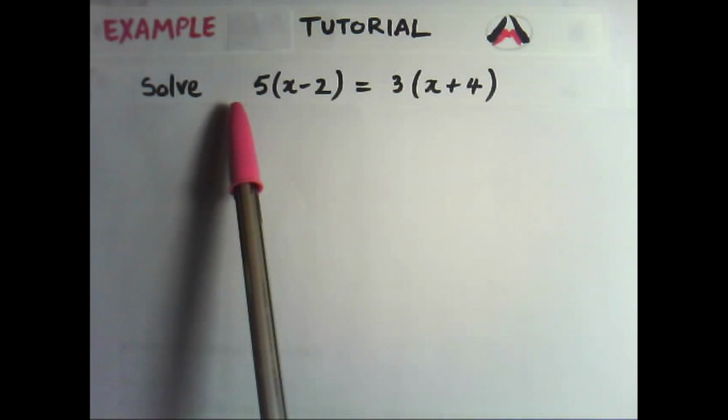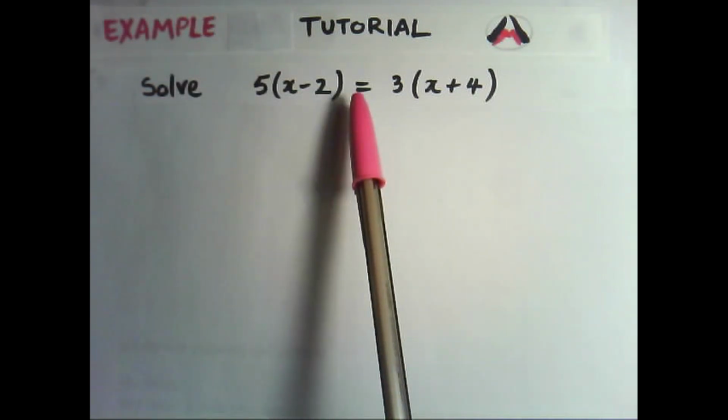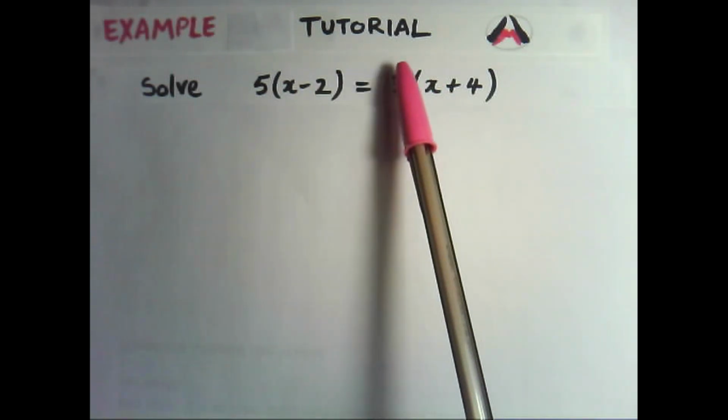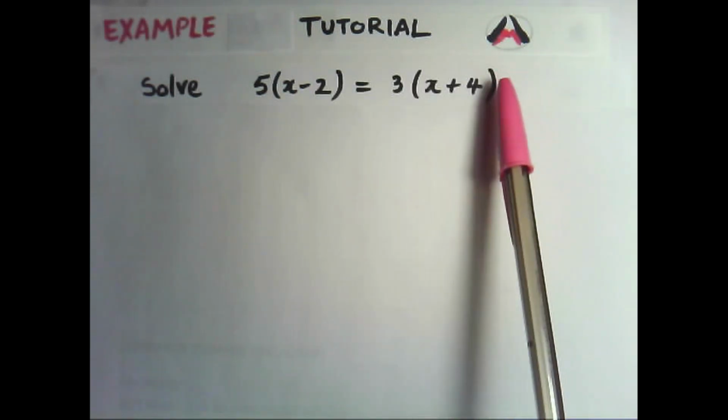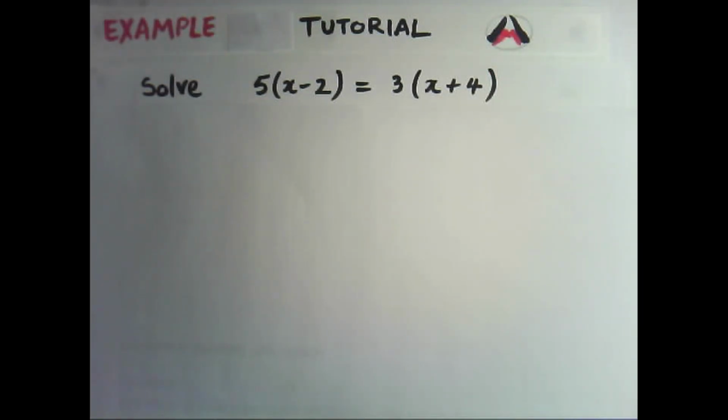So that would become 5 times x gives us 5x, 5 times negative 2 gives us negative 10, 3 times x gives us 3x, and 3 times positive 4 gives us positive 12. So let's see what that looks like.